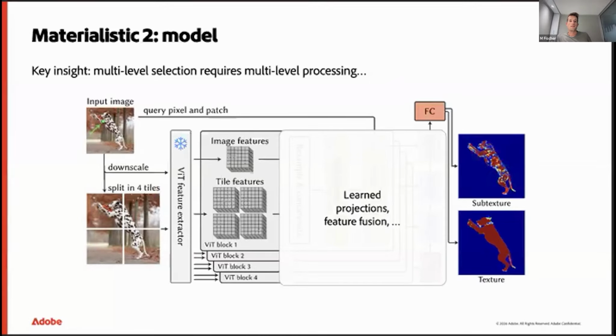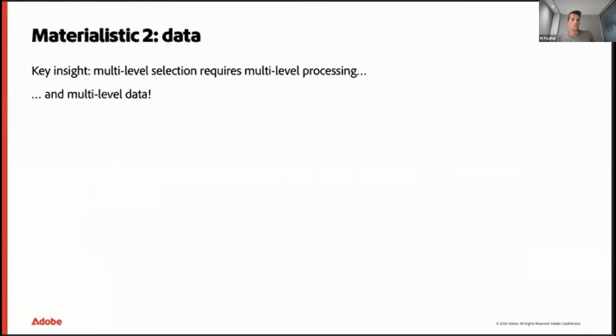Now, this all comes back to the question of how do you train this thing? And of course, for training, you need data. So for multi-level selection, you need multi-level processing and of course, multi-level data.